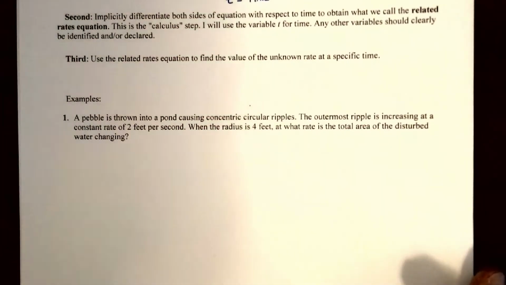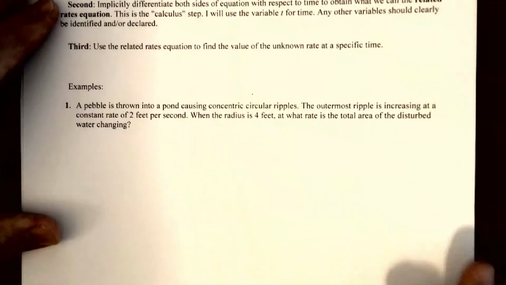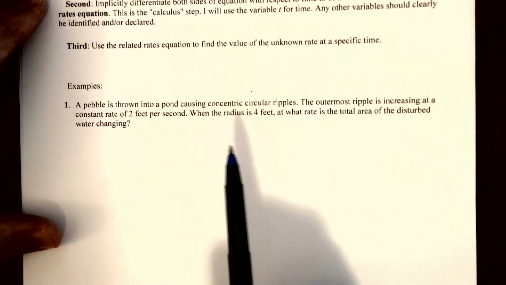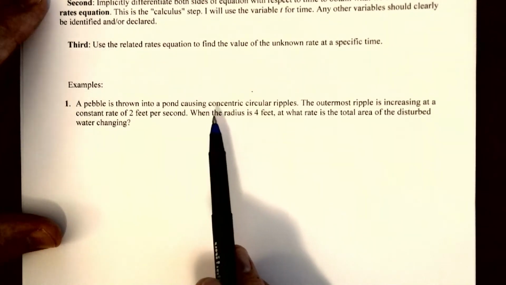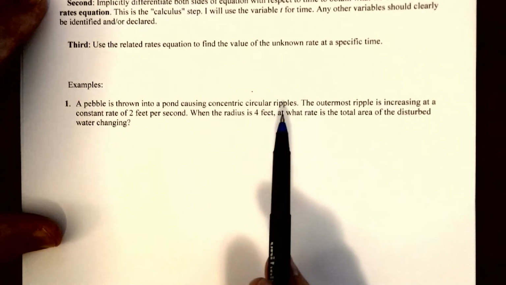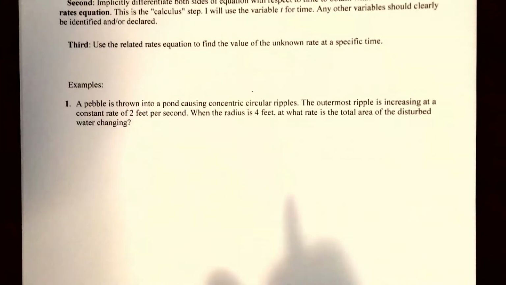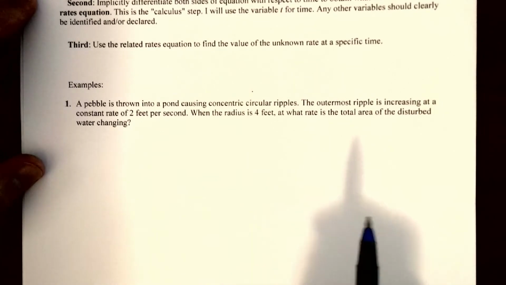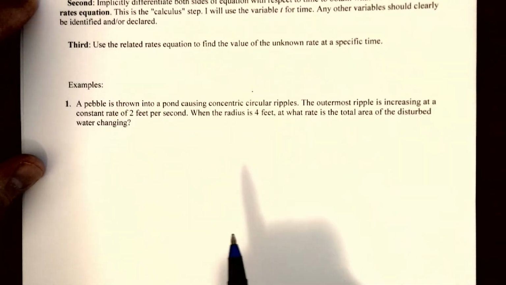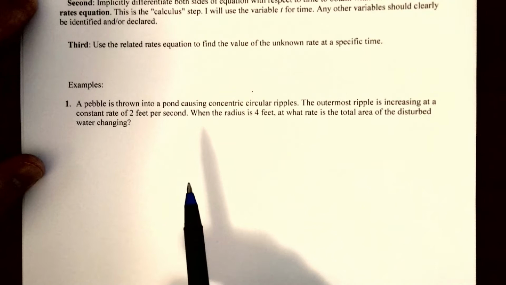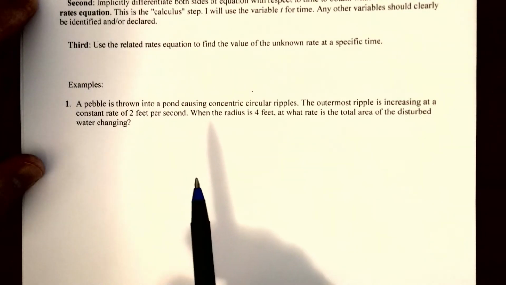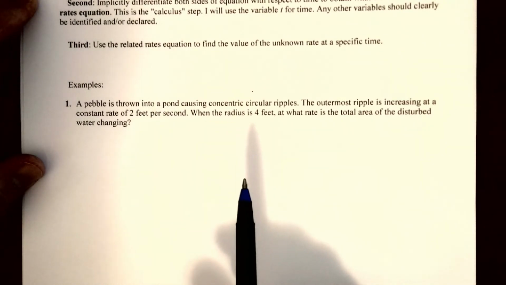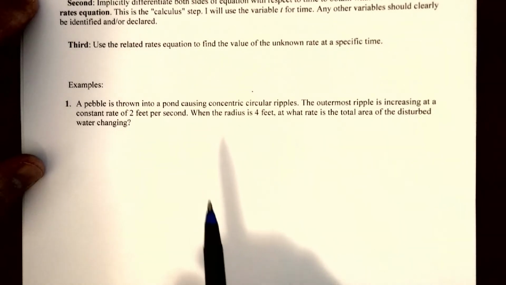So here's our first example, which is very simple. Suppose that we take a pebble and we toss that pebble into a pond. What's going to happen? We can visualize it as forming concentric circular ripples of water that emanate from that center location. If the outermost ripple is increasing at a constant rate of 2 feet per second, when the radius is 4 feet, at what rate is the total area of the disturbed water changing?